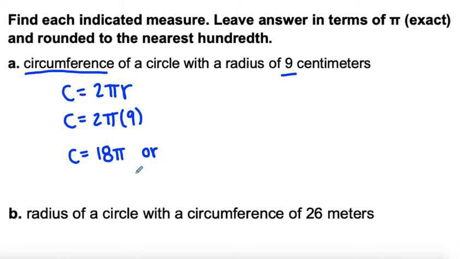Or if you put this in your calculator, all you type in is 18 times and you hit that pi button. And when you do that, you should get that this is equivalent to about 56.55 centimeters.